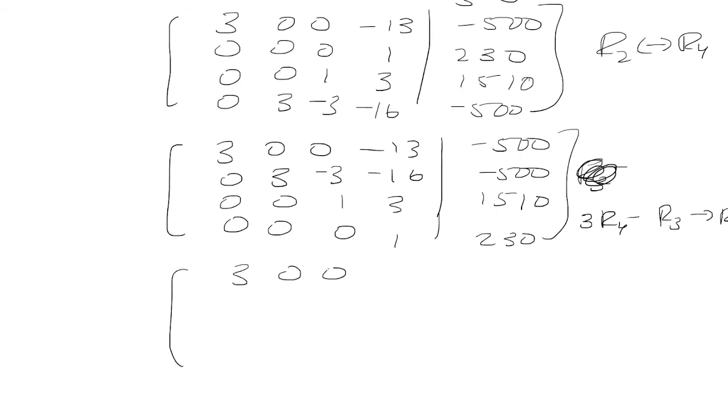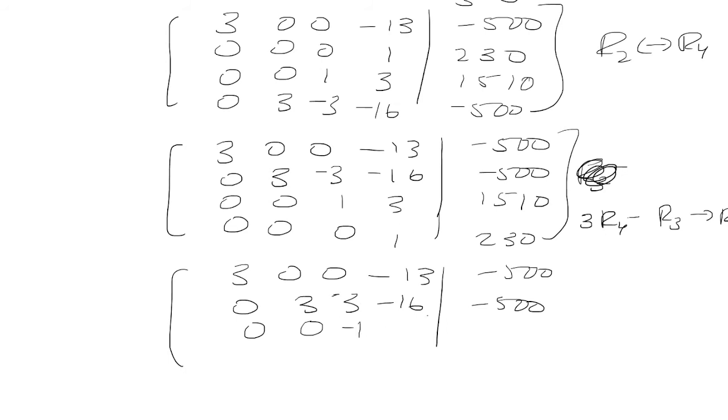So we have 3, 0, 0, negative 13. So the first row, second row, they're all the same. So 3 times row 4. The first 3 entries of row 4 are 0, so that's going to be 0. So we just have 0 minus whatever row 3 is. So 0, 0. And then 0 minus 1 is negative 3. 3 times 1 is 3 minus 3 is 0. And then 3 times 230, that's 690, minus 1,510.